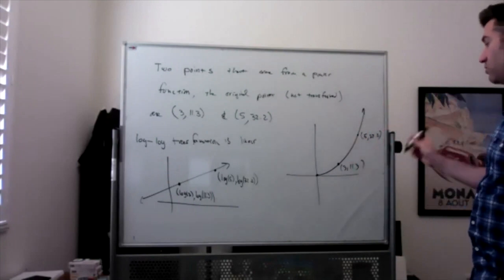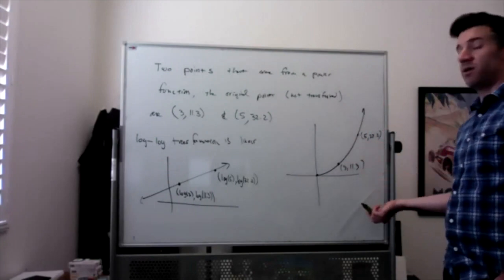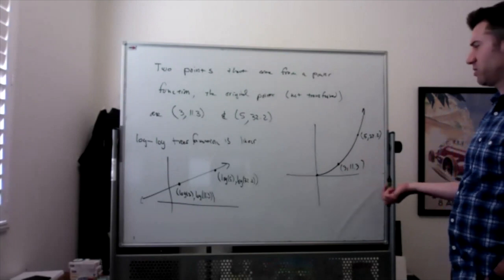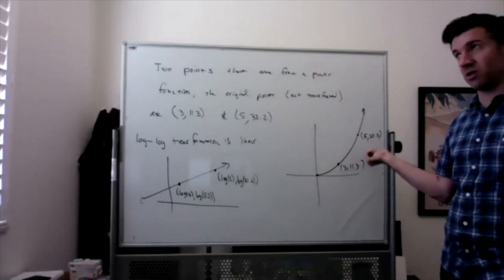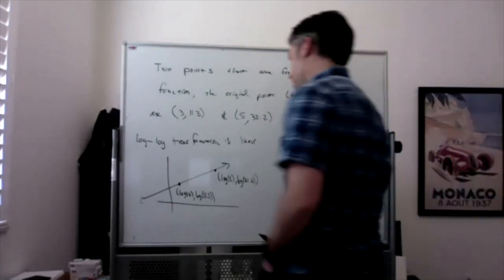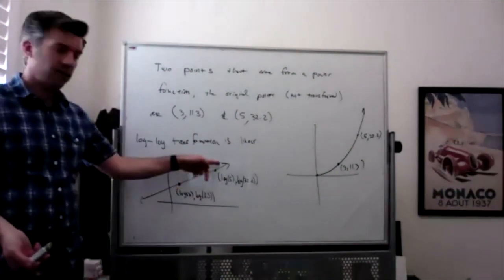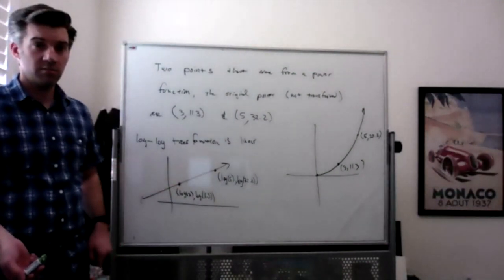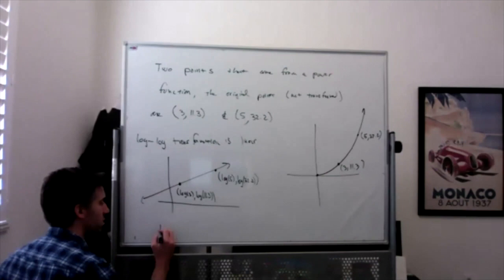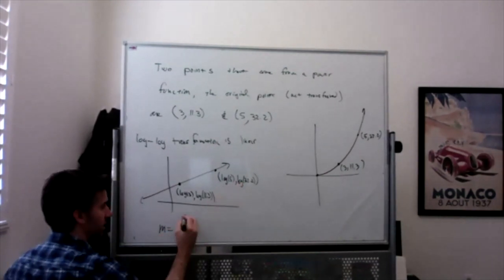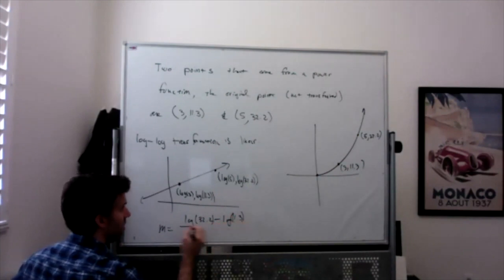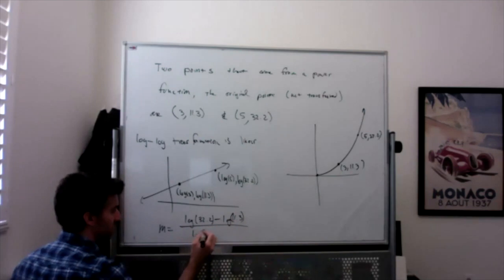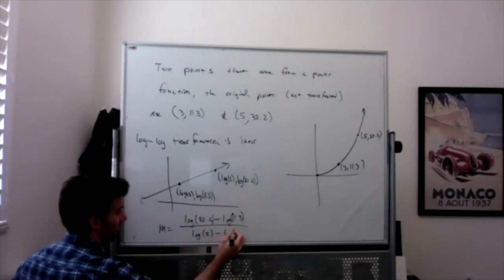And there's probably a way to find the power function just using this data, but I don't actually know how to do that right off the top of my head. But I do know how to find the slope of this line by doing the difference in the y's, log of 32.2 minus log of 11.3, over the difference in the x's, which is log of 5 minus log of 3.